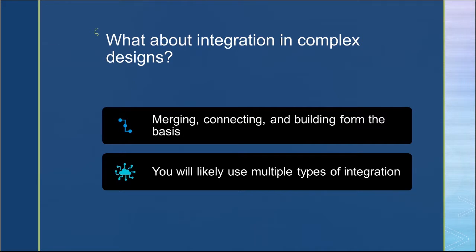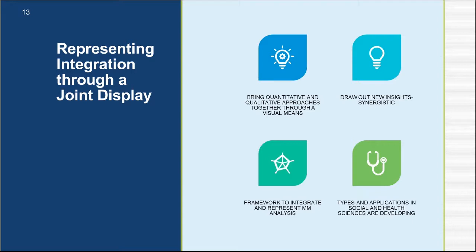If we are perhaps doing a mixed methods intervention, a multi-stage evaluation, or a social justice lens, we have operating, well, merging, connecting, and building still form the basis of those. And in many cases, you'll be using multiple types of integration within those types of designs. So keep that in mind as we're continuing and talking more about joint displays. I'll show pointed examples from those three common designs, but keep in mind, it's okay. You can have more than one joint display in a mixed method study and more than one way to integrate in a mixed method study.